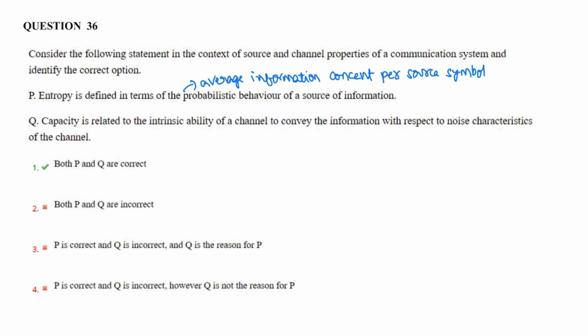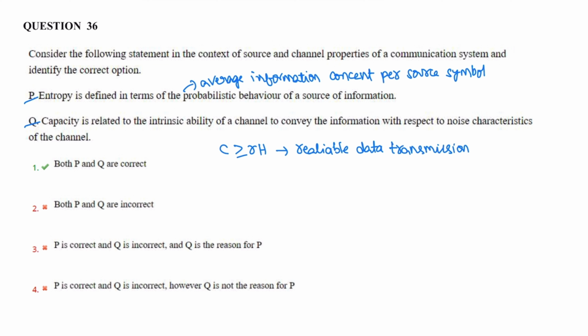Next, statement 2. The capacity is related to the intrinsic ability of the channel to convey information with respect to noise characteristics of the channel. Statement 2 is also correct. Channel capacity is defined as the maximum rate of reliable information over the channel. For reliable data transmission, C greater than or equal to RH.